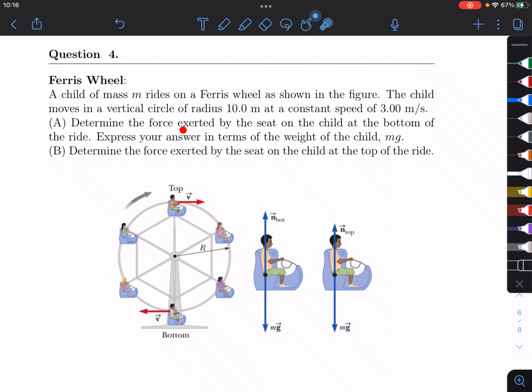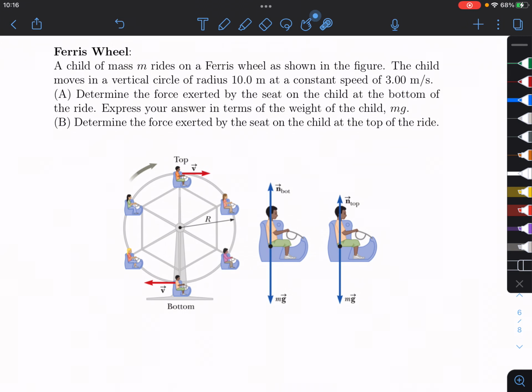We want to determine the force exerted by the seat on the child, so the normal force, at the bottom of the ride. And then we want to determine the force exerted by the seat on the child at the top of the ride. So we're trying to figure out his normal force at the top and at the bottom. Okay, so that's the force from the seat. So how much does it feel like he weighs on the top and on the bottom? How much is the seat pressing up against him?